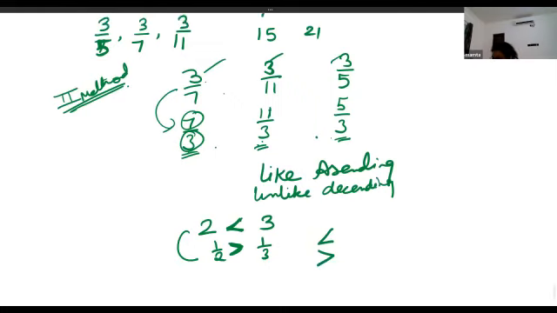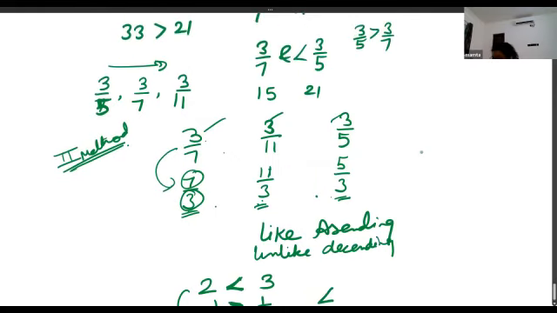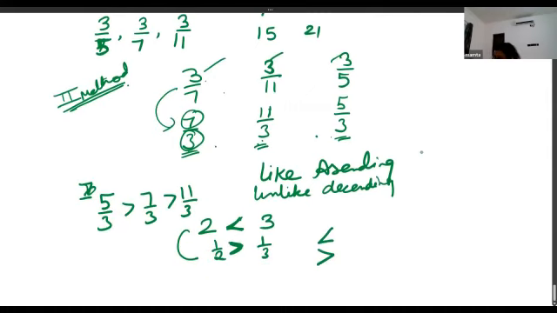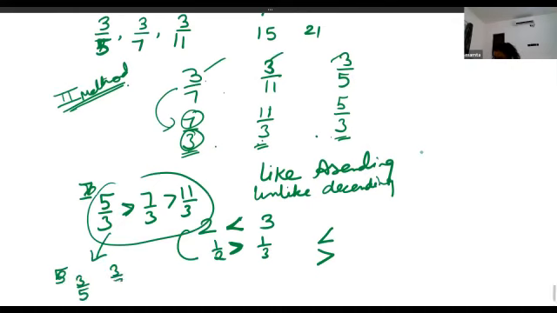Understood, children? So here, which number is greater? 5 by 3 is greater than 7 by 3 is greater than 11 by 3. But this is in reciprocal of fraction, and I have to compare 3 by 5, 3 by 7 and 3 by 11. So the greater sign will change to less than sign.